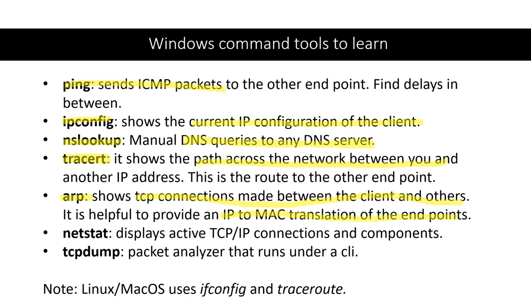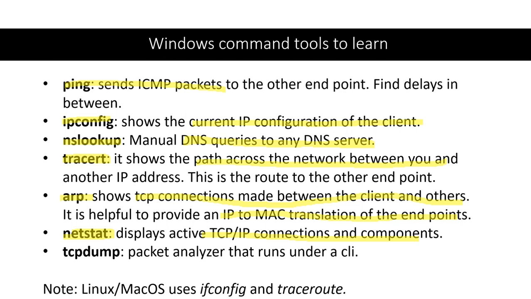ARP is another good utility. It shows your TCP connections being made for the client and others. This also provides your IP to MAC translation to other endpoints, right? Especially on a router, since it's a layer 3 device, you can do a show ARP, and it will show you the matching IP addresses with the MAC addresses that the router knows about. And you can trust those because that's what the router uses to communicate with all the equipment. So it is on the router and also your computer.